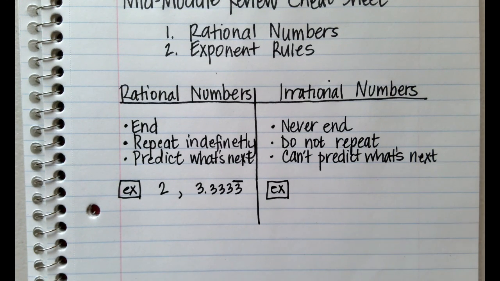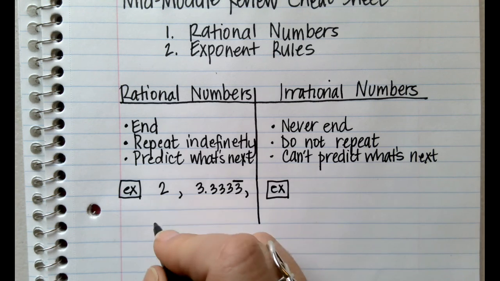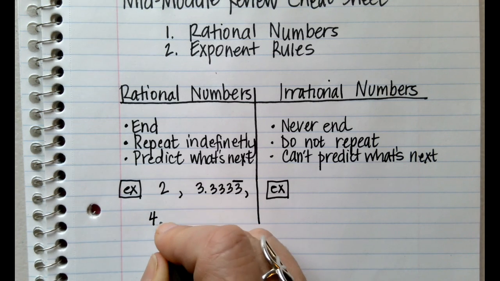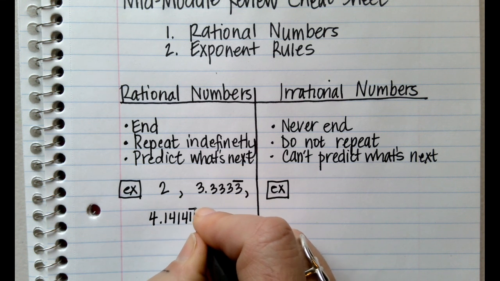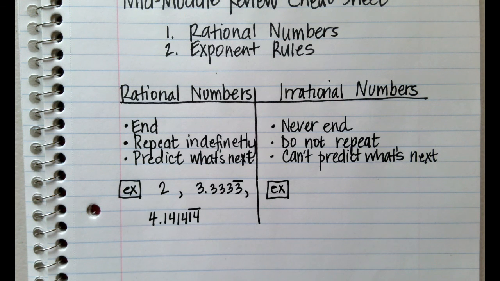That might even be true for an example like 4.1414, and that 14 is repeating, right? So as long as there's a pattern to that repetition, it is considered rational. I know what's coming next. I'm going to get a 1, and then a 4, and a 1, and a 4. So those would be considered rational numbers.